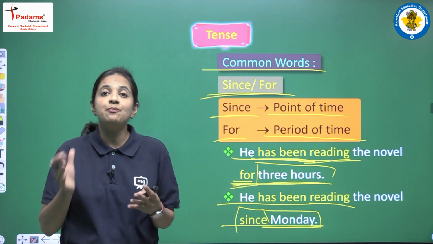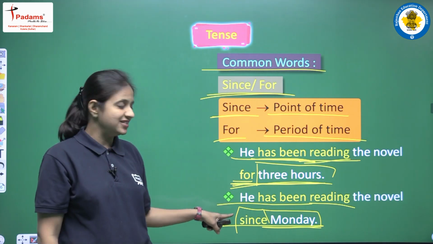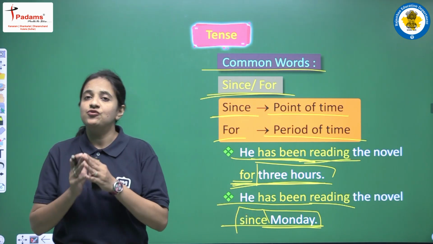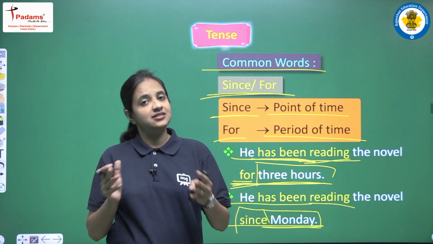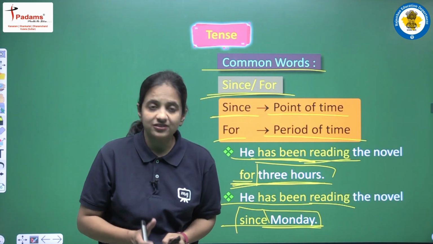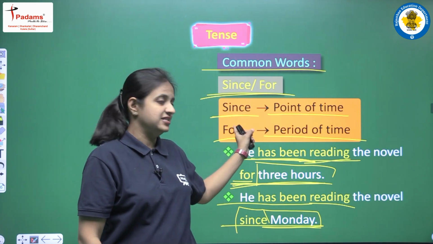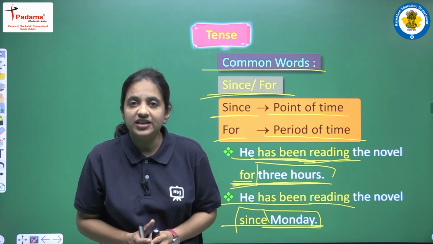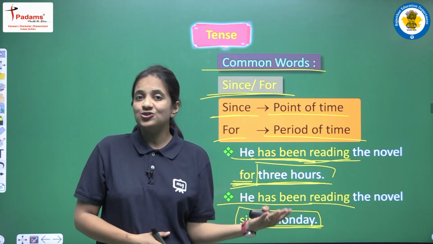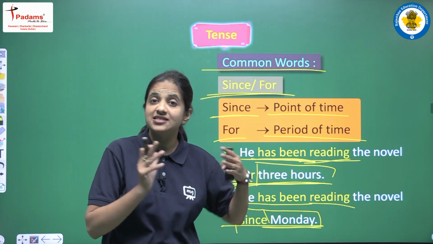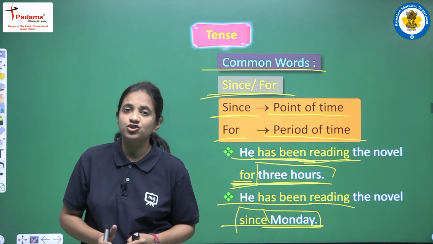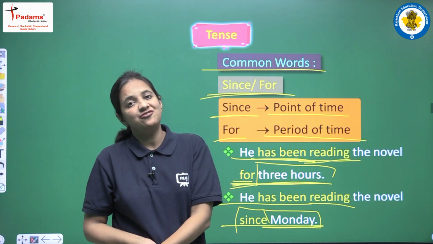Now we have the point of time, and this is the reason we are using since in this sentence. Okay, so one more time I am repeating this. Listen very carefully to the difference between since and for, and where these two words are used. Since is always used to show the point of time, the exact time, or the particular time, but for is used to show the period of time.